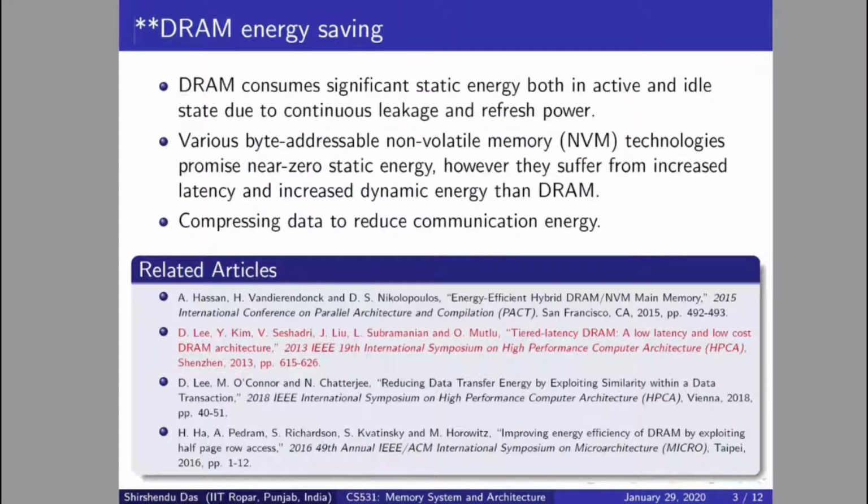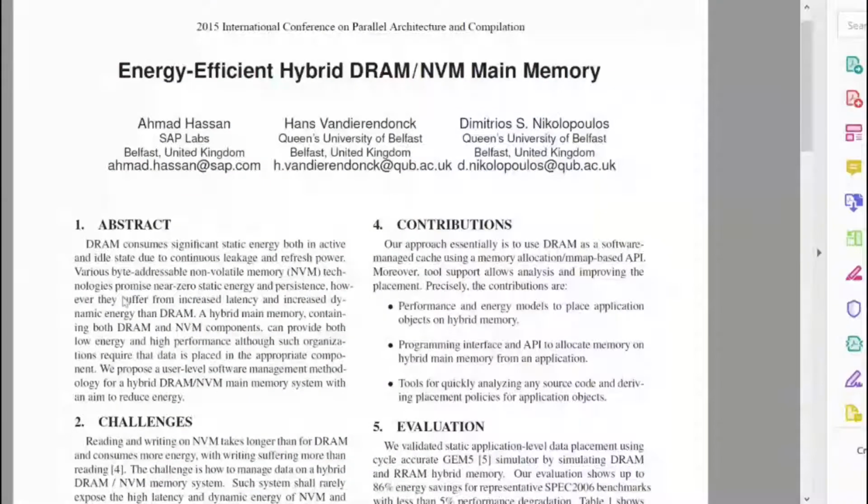In this paper, the authors try to reduce the energy consumption of main memory by designing a main memory with two different technologies, combining DRAM and non-volatile memory technology. The non-volatile memory they used here is RRAM. RRAM means resistive random access memory. It's a non-volatile memory technology.